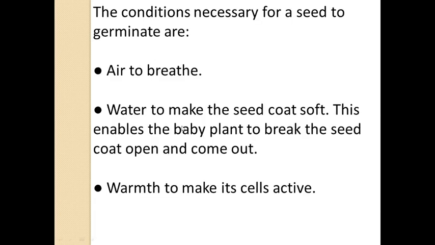See, I have written here the conditions necessary for a seed to germinate: air to breathe, then water to make the seed coat soft. This enables the baby plant to break the seed coat open and come out. As we know, the seed coat is hard and thick. So as the water is absorbed, the seed coat becomes soft so that plumule and radicle come out easily. And warmth means the temperature to make its cells active.